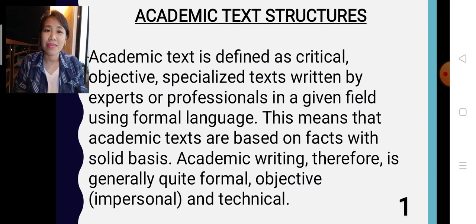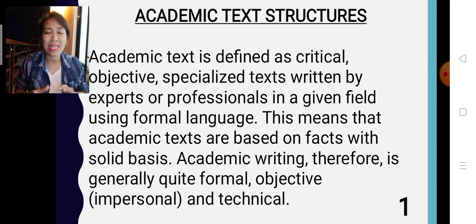Academic text structures. Academic text is defined as critical, objective, specialized text written by experts or professionals. They are the ones who usually create academic text structures. When we say structures, they follow something, like a formula in math. It is the same with academic text.